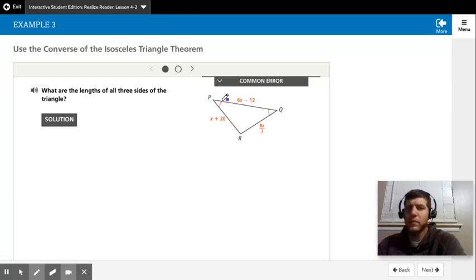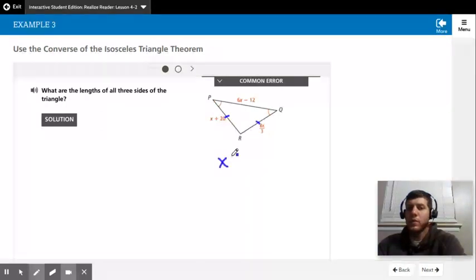Again, opposite means across from. If you're sitting opposite someone, you're sitting across from them. So the side that's across from angle P is going to be QR. And the side across from angle Q is going to be PR. So we know PR is going to be congruent to QR. And since those sides are congruent, we know their lengths are going to be equal.